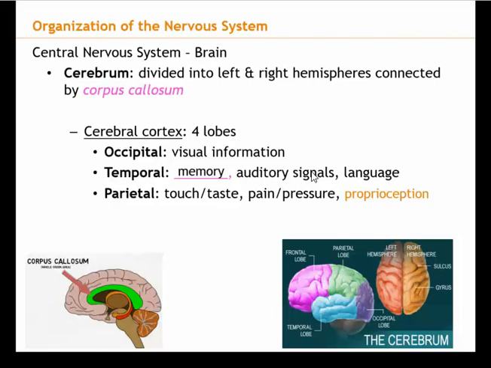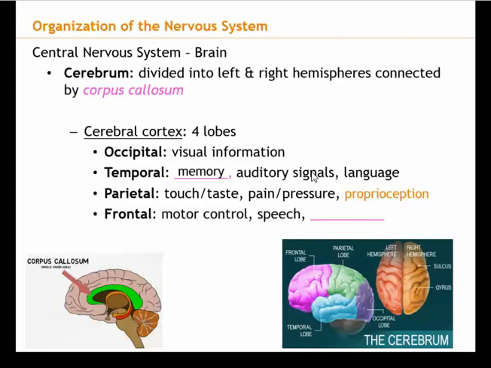Next is the parietal lobe. This lobe interprets information from the senses for sensory processing, like proprioception or spatial sense, which is the feel of shapes, and touch. So it's our general interpretive area.